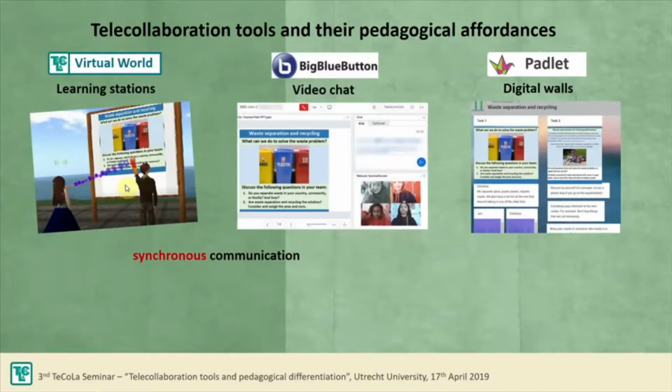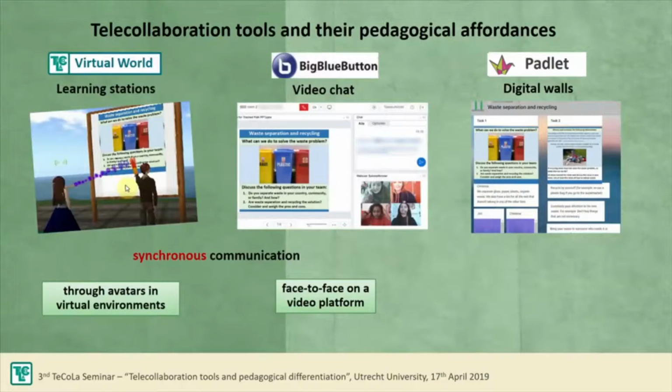And one of the very important differences is the students' communicative presence. So in the virtual world, students are present through avatars. And you have seen that before. So they can move around in the virtual world, they can interact in the virtual world, and they can talk to each other through the avatars. So this is very important, they can really talk. In Big Blue Button, in the video environment, students are present as themselves, so they can see each other while they talk to each other, which is a completely different situation.